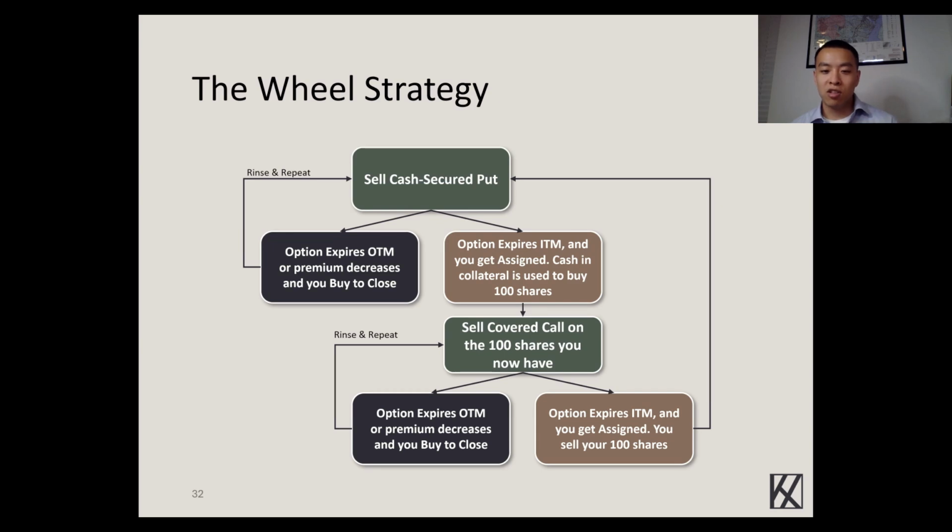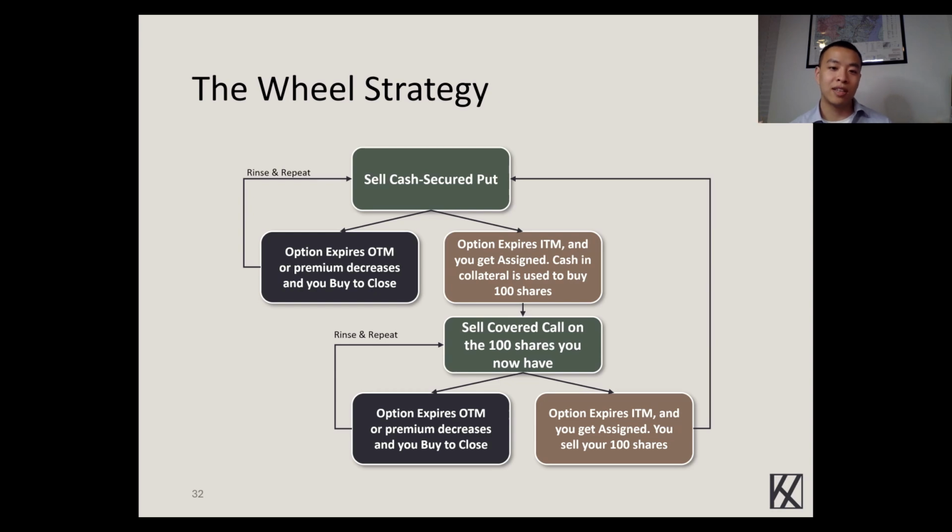Boom, you sell a covered call, you collect premium. Let's say the best scenario happens, go to the black, the option expires out of the money, and you keep that premium, or you buy to close it early, and you just keep repeating that cycle until you get assigned, until you're wrong. That option expires in the money and you get assigned. You had 100 shares, but now you have to sell those 100 shares.